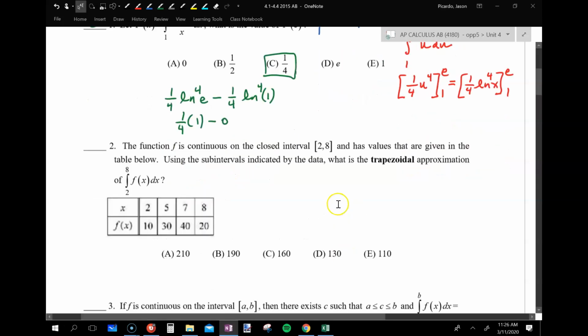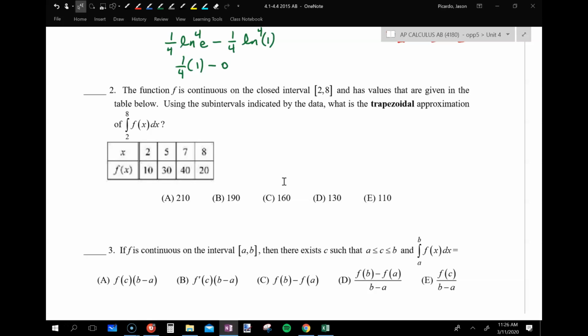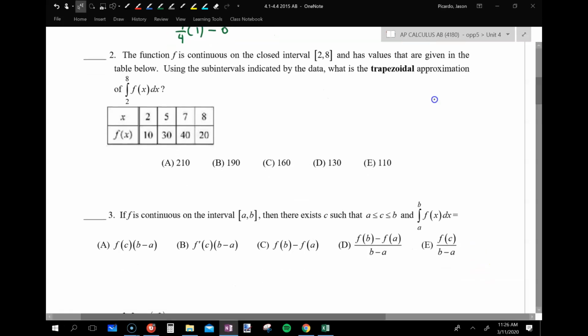Number 2, piece of cake. Trapezoidal approximation, right? Here it gives me this discrete data. So remember, with discrete data, can we really do a definite integral and do it precisely? Do we actually get a perfect answer? No, the best we can do is the approximation, right? The best we can do with the discrete data. So if I was to graph this, what would it look like?